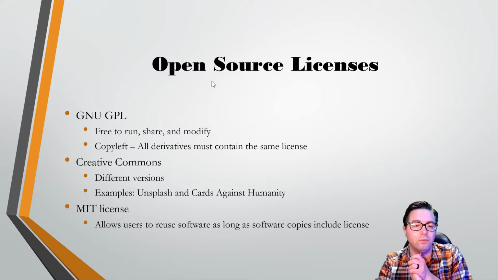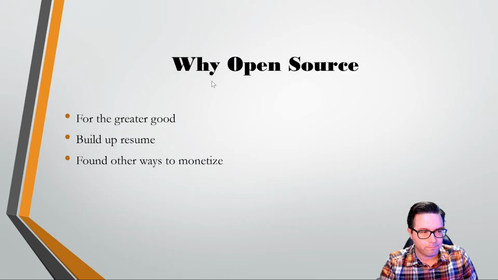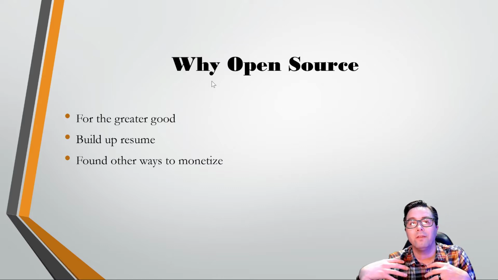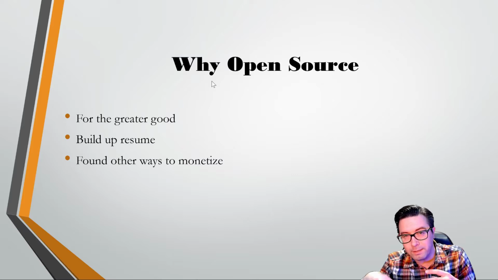It allows users to reuse the software as long as the software copies include the license. It's kind of like the GNU GPL, but it's also kind of different. I don't want to get too much into the details. The biggest focus is just seeing that open source and proprietary are two different things, and getting a feel for how open source can be different.